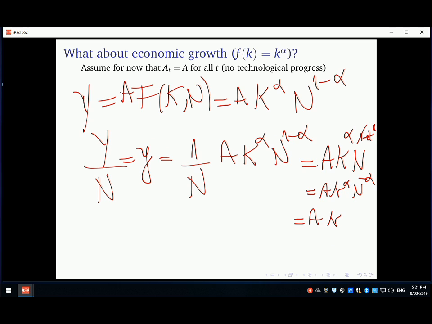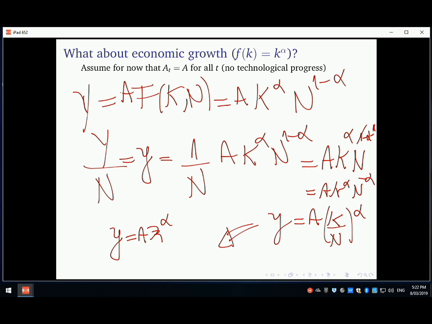N to the minus alpha is just the same as bringing N to the denominator as N to the alpha. Therefore, what we have is that little y is just A times little k to the alpha. By definition, little k is just big K over big N. So I'm just using that definition to have this.